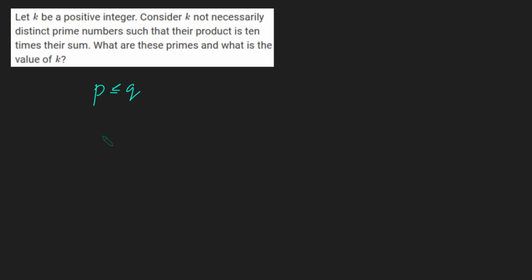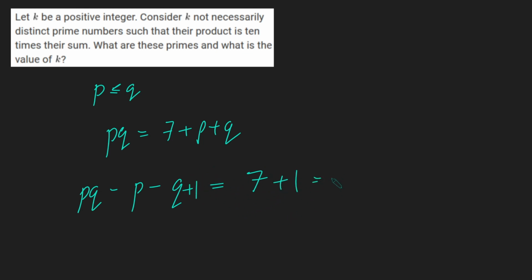And what can we say? We can say that p times q must be equal to 7 plus p plus q. Let's bring these p and q's onto the left side here. So pq minus p minus q equals 7. And here's a really, really nice trick. What we're going to do is add 1 to both sides, which might seem pretty random.